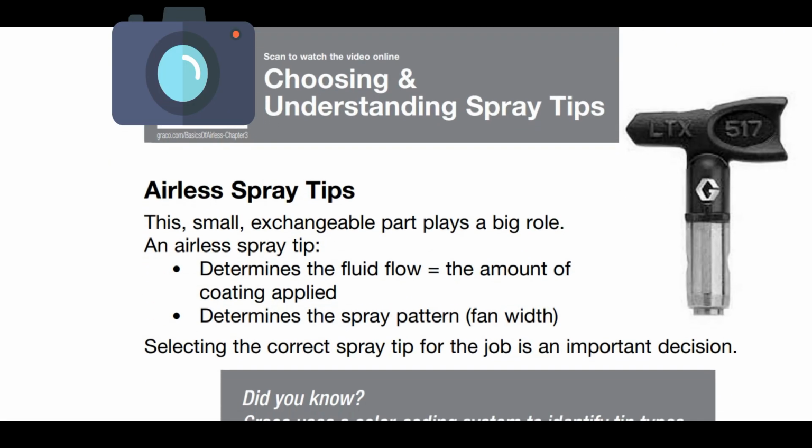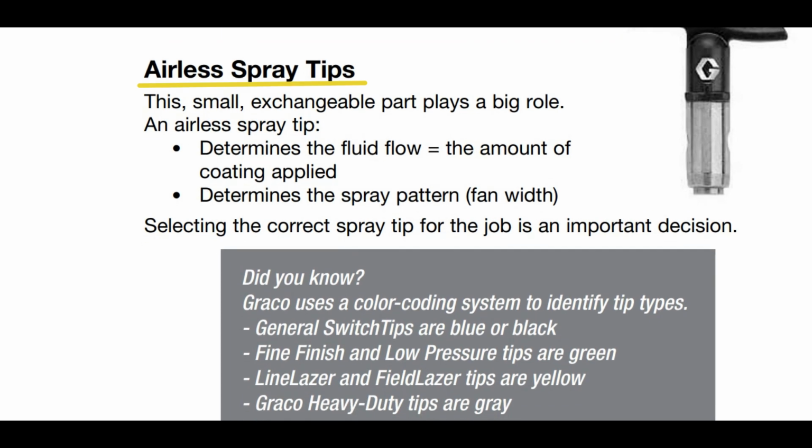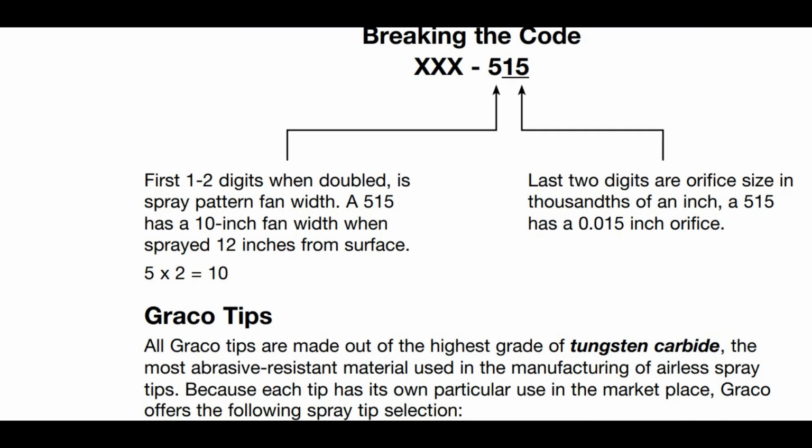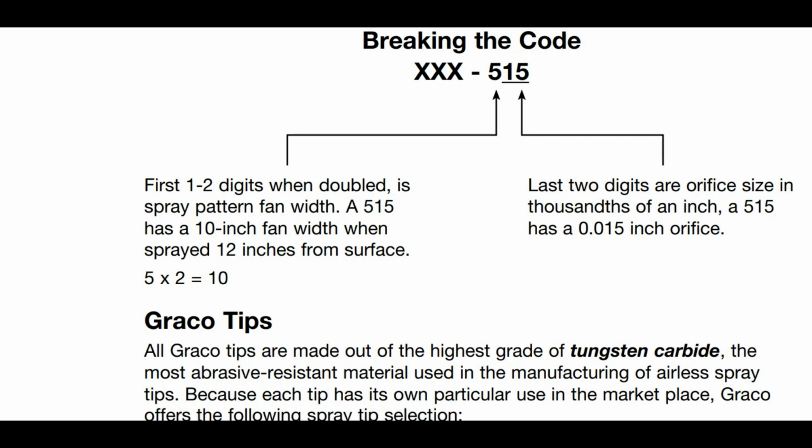Airless spray tips. This small exchangeable part plays a big role. Airless spray tips determine the fluid flow, the amount of coating applied, and determine the spray pattern, called fan width. Selecting the correct spray tip for the job is an important decision. Breaking the code: the first digit, then doubled, is the spray pattern fan width. A515 has a 10-inch fan width when sprayed 12 inches from the surface: 5 times 2 is 10. The last 2 digits are the orifice size in thousandths of an inch. A515 has a 0.015 inch orifice.